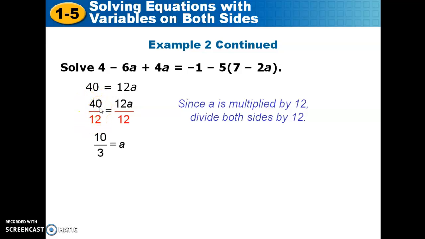So remember I said we don't need to change them to mixed numbers. We don't need to change them to decimals. All we have to do is reduce. So since 40 and 12 are both divisible by 4, that gives us 10/3. Okay? So that's an awesome problem. It's got every single step in it.